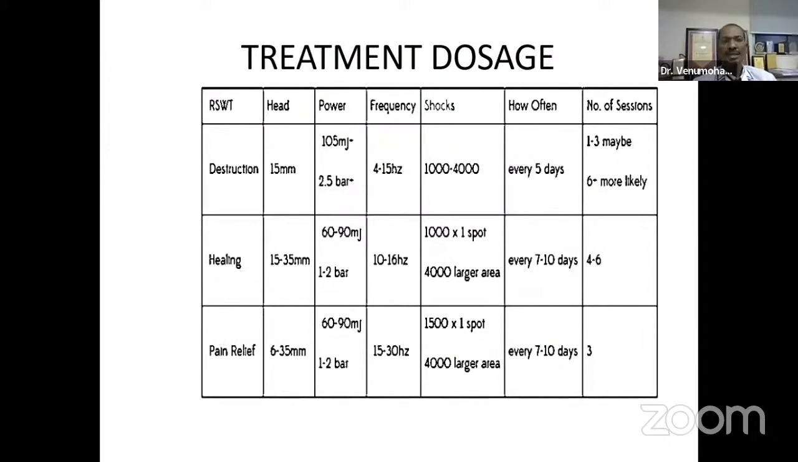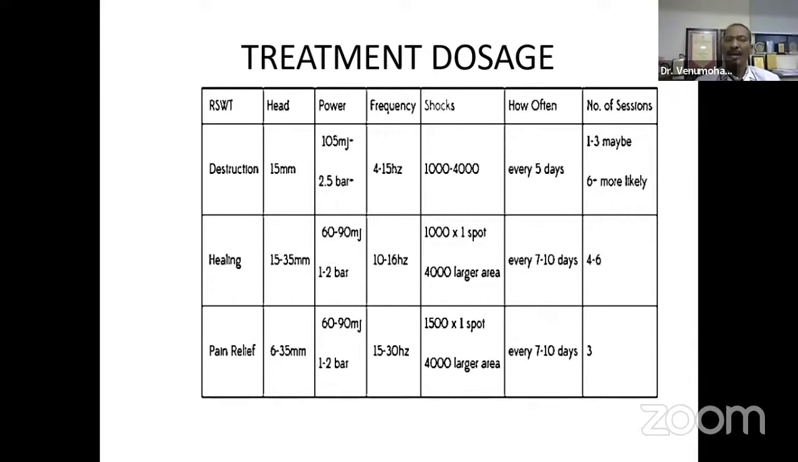And coming to the dosages, generally we use them for healing and pain relief. The dosage for healing is, for a head of 15 to 35 mm, we use 60 to 90 millijoules, which is more or less equal to 1 to 2 bars. And the frequency used is 10 to 16 hertz. That means in a second, 10 to 16 shocks are delivered, and 1000 in a spot. Whereas if the area is larger, you can increase them up to 4000.